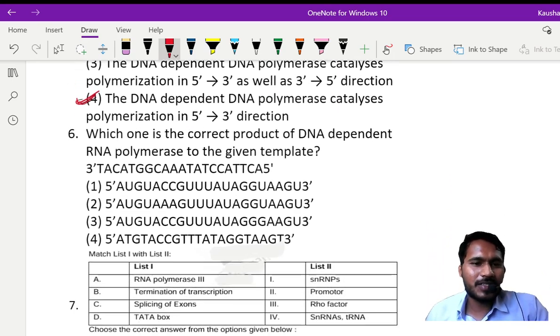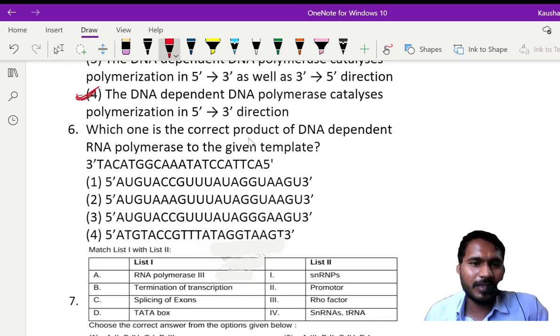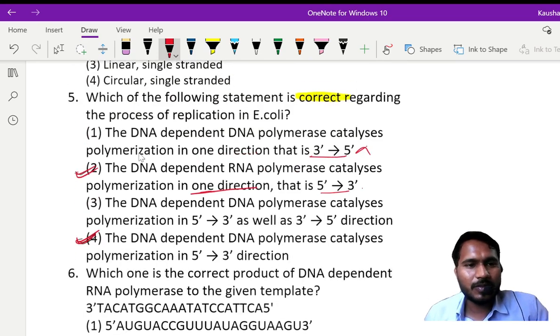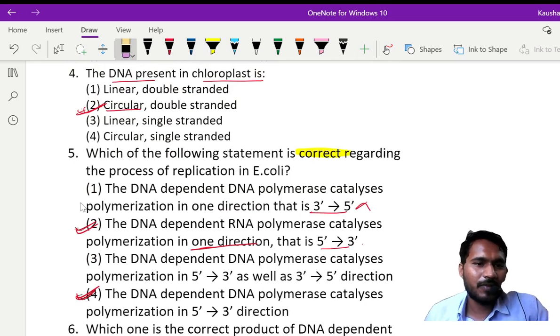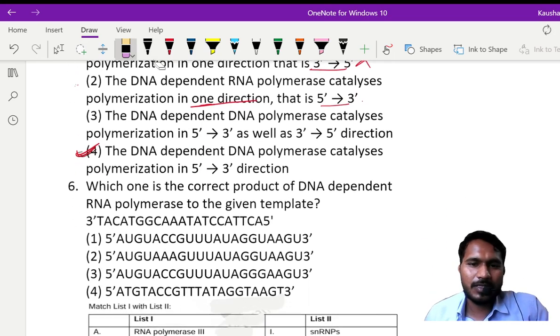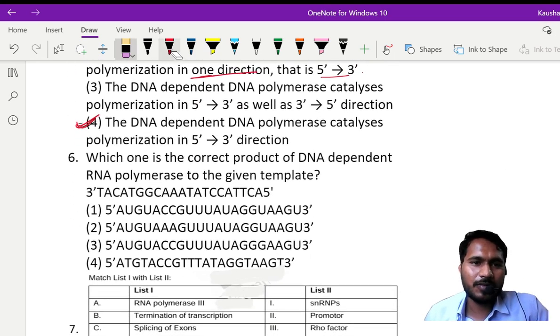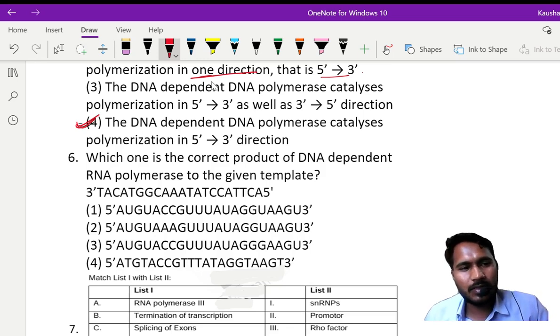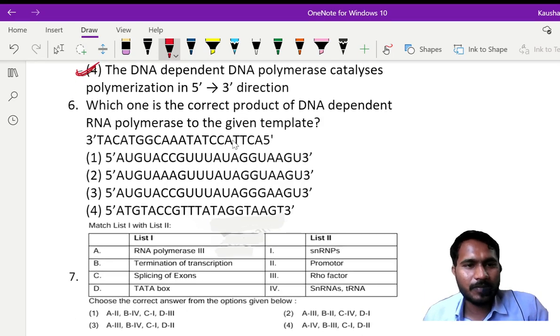So, which one is the correct product of the DNA dependent RNA polymerase to given template? I think the fourth option should be more appropriate from my side. But let's see what option you give. Because this is not only just one direction, but the more appropriate is DNA dependent DNA polymerase catalyzes the polymerization in 5 prime to 3 prime direction.